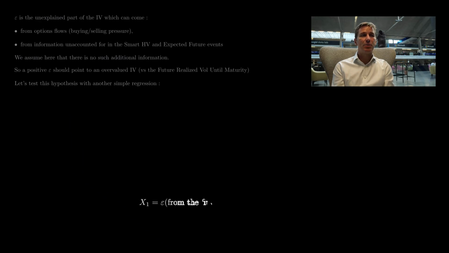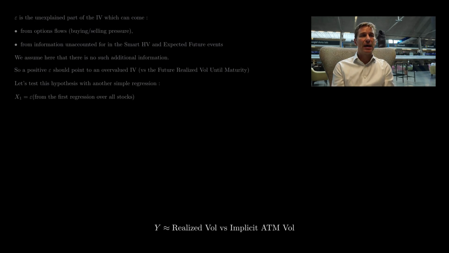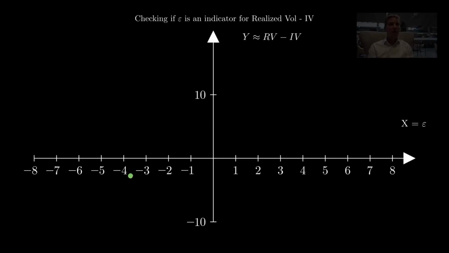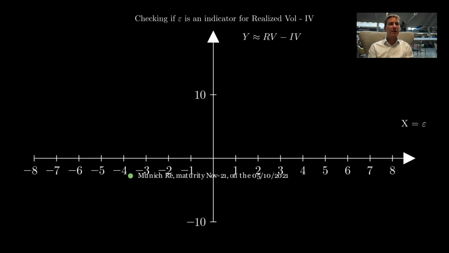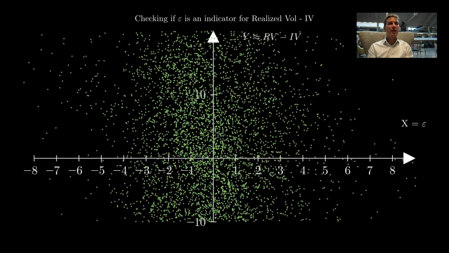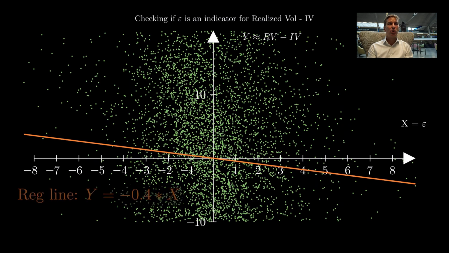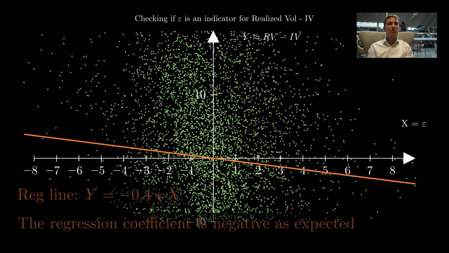We will now test this hypothesis with a second regression over the entire time series. The regressant will be the difference between the IV and the eventual realized volatility. This plot shows a regression of RV minus IV over the epsilon indicator. RV minus IV corresponds approximately to the P&L of a buy and hold option strategy with delta hedge at close daily. As expected, a negative epsilon means a cheap implicit vol, so a positive P&L.